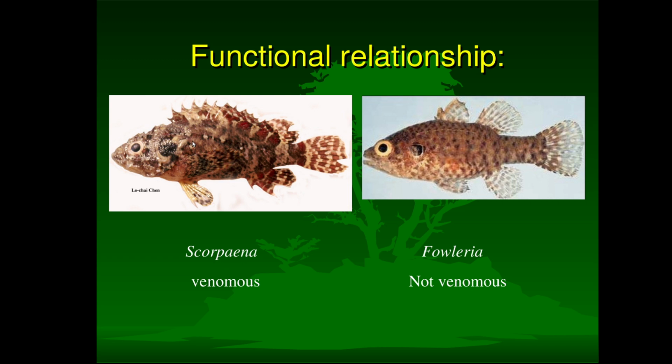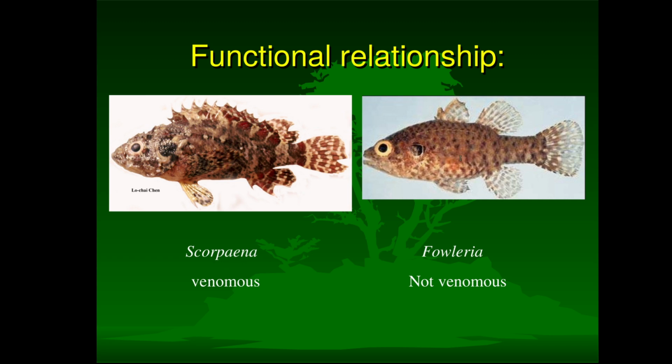So if a predator is fooled into thinking that the mimic, so here's the mimic, this is a Fowleria fish that looks like Scorpaena, mimics the appearance. So when the predator sees the Fowleria, and if that predator is fooled into thinking the mimic is actually the toxic model and then avoids it, well, the mimic obviously benefits. So obviously the Batesian mimic benefits from its resemblance, but what about the model? What about Scorpaena?